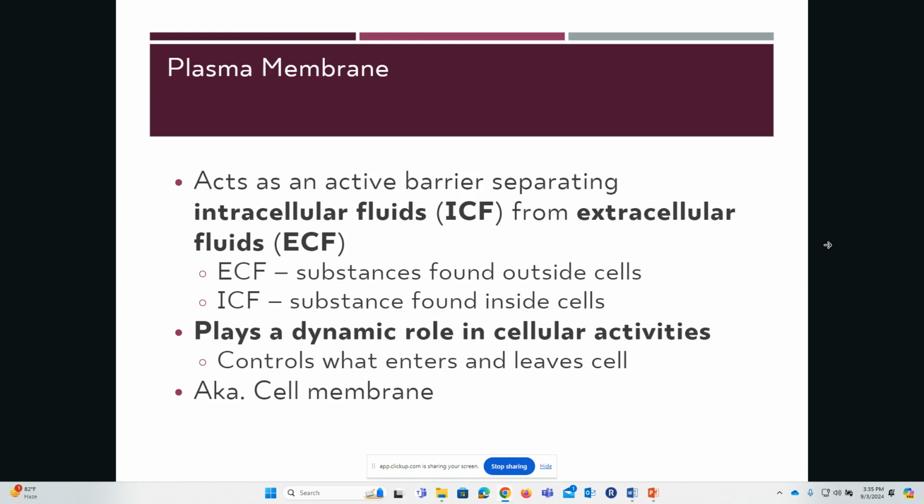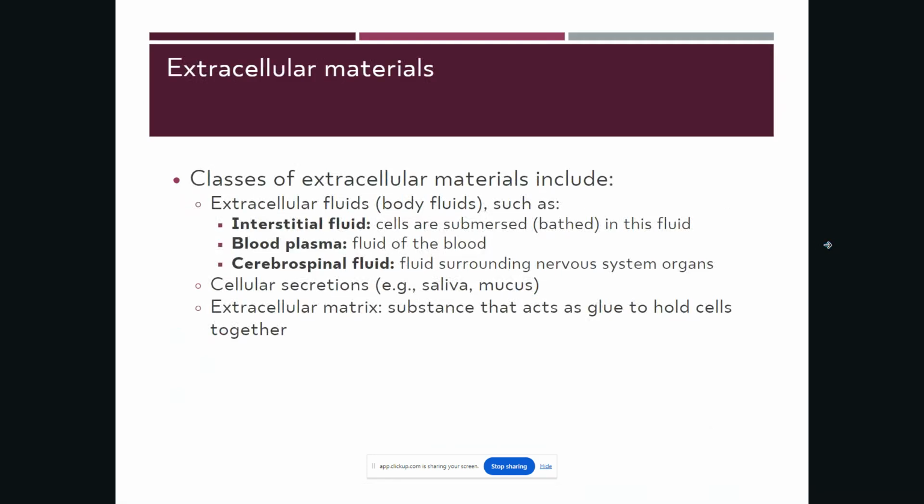And the plasma membrane is able to play a dynamic role in cellular activities. Its structure allows it to control what enters and leaves the cell. Another name for the plasma membrane is the cell membrane. So let's look first at those extracellular materials.